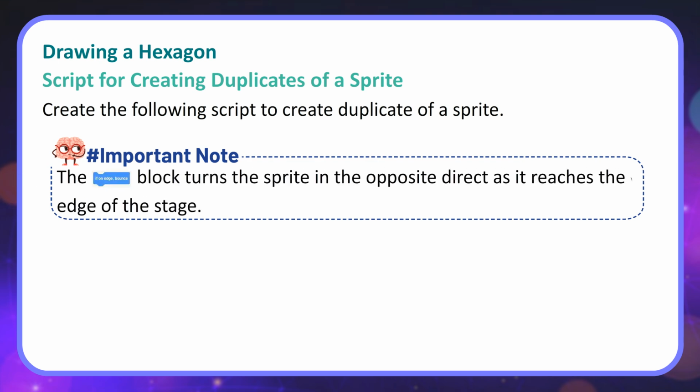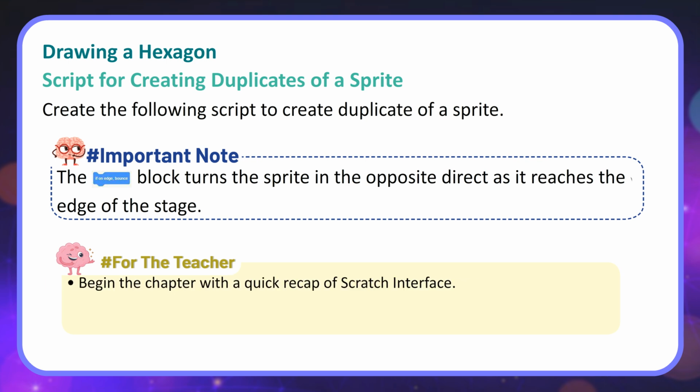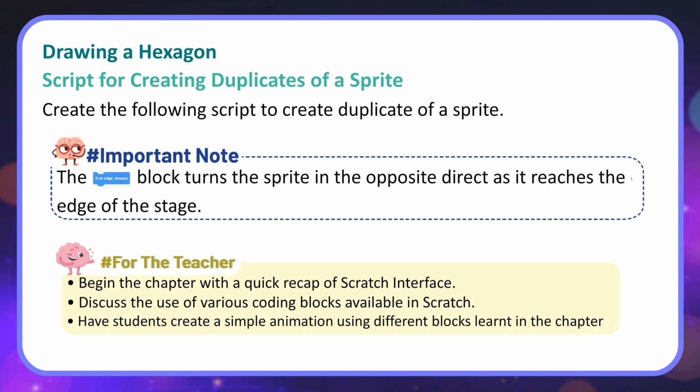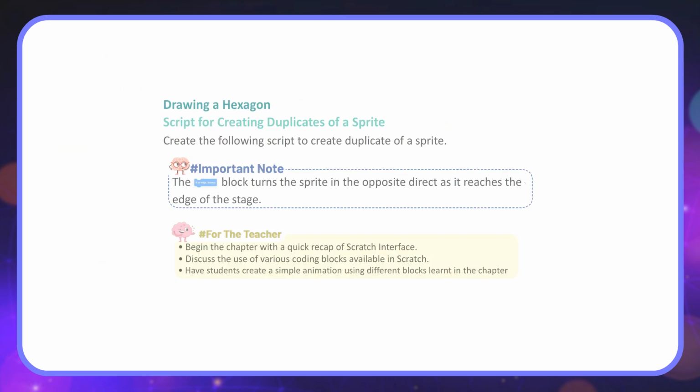Important note: the block turns the sprite in the opposite direction as it reaches the edge of the stage. For the teacher, begin the chapter with a quick recap of Scratch interface. Discuss the use of various coding blocks available in Scratch. Have students create a simple animation using different blocks learnt in the chapter.